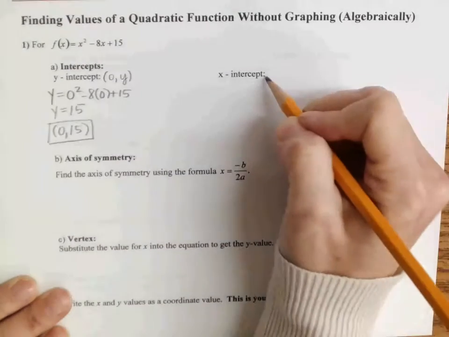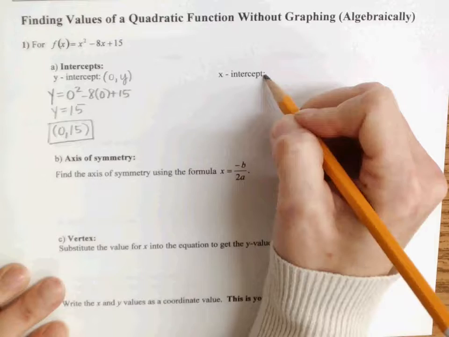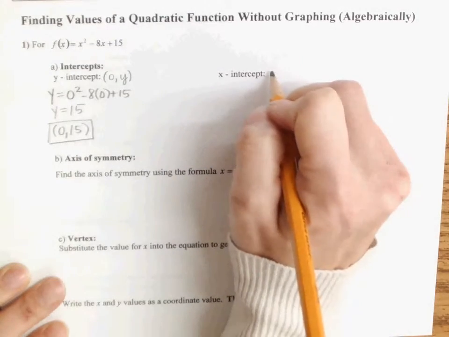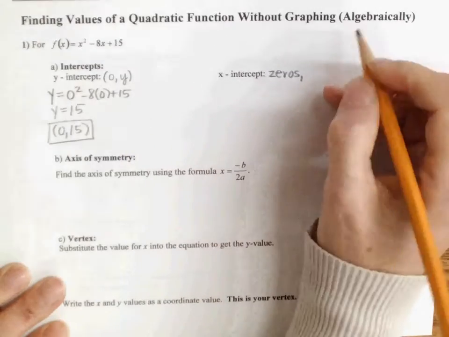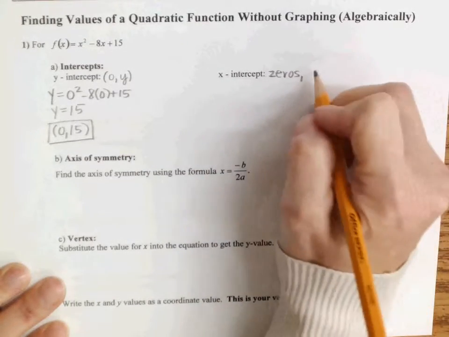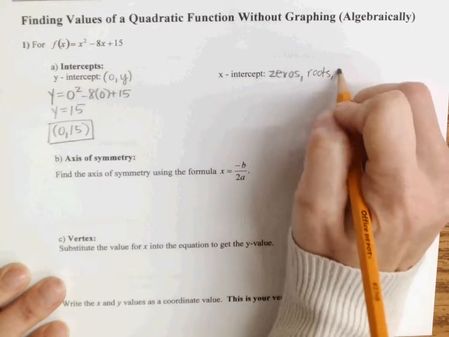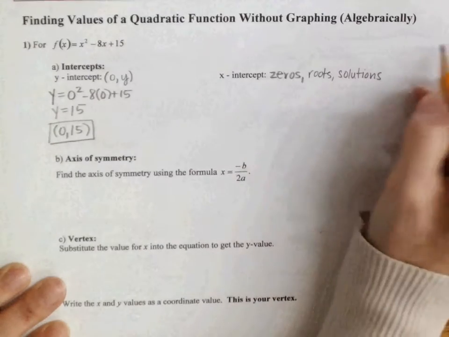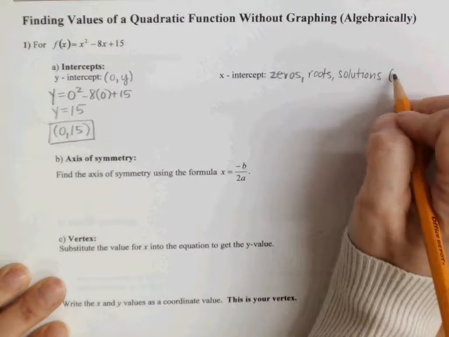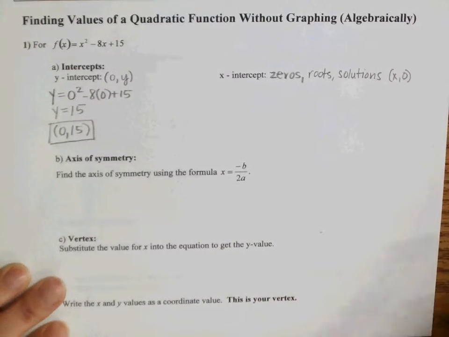Next, we're going to talk about the x-intercept. Let's quickly remember all the names for the x-intercept. It is also known as zeros. It is also known as roots and solutions. Okay, and again, we're going to put 0 in for y and solve for some value of x.